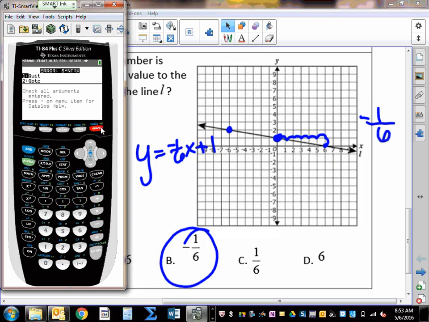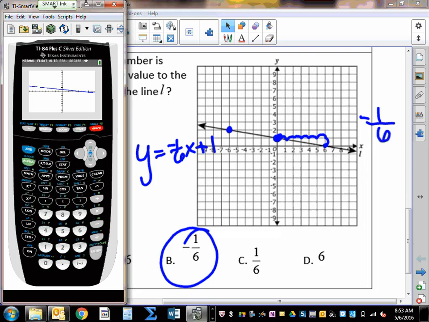And we should see that it mimics. Again, you can use your calculator to check so many of these problems. All right. Any questions on that?